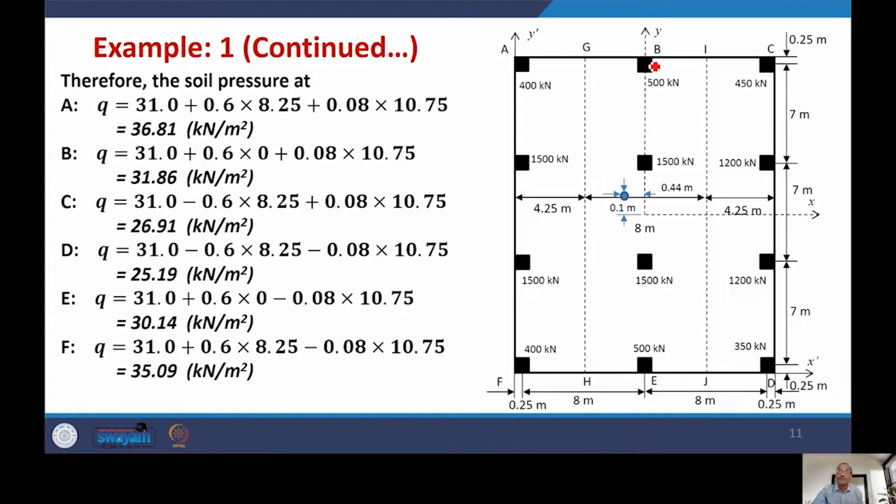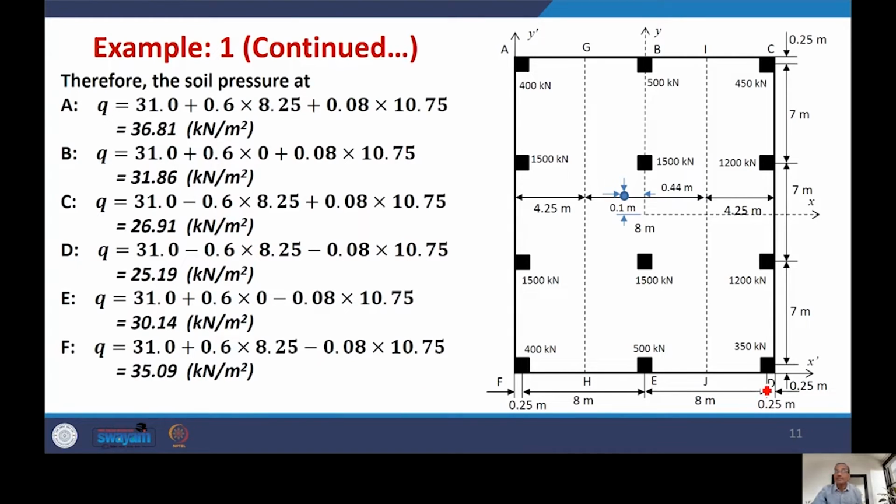Similarly for B, what you have? For B, you have x equal to 0, but y will be the same as 10.75, so you end up this way. Now for C, x will be positive and the same as 8.25. But because the negative sign is coming in the equation, you end up in this case.